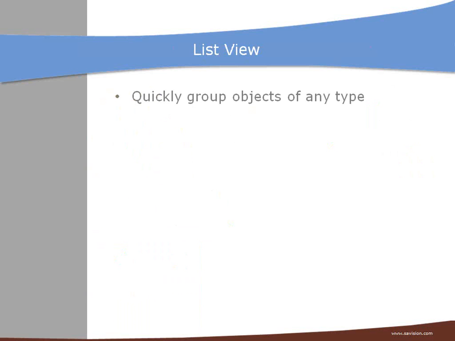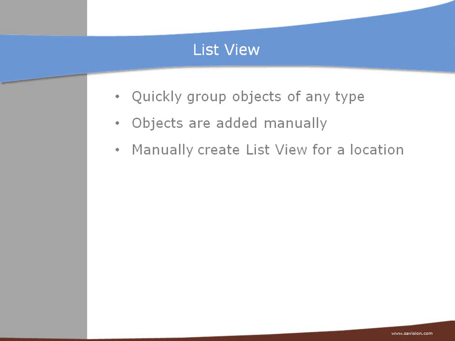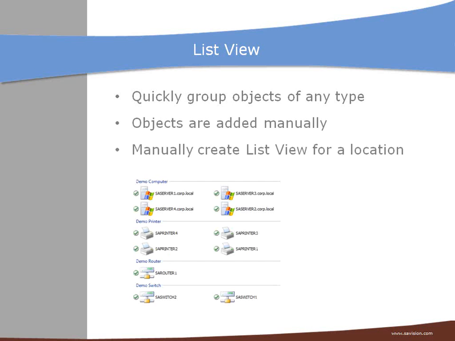First, talk about the list view. A list view allows you to quickly group objects of any type. Adding objects to a list view is done manually using the Live Maps authoring console, and you need to create a list view for every location yourself. An example of a list view is shown below.